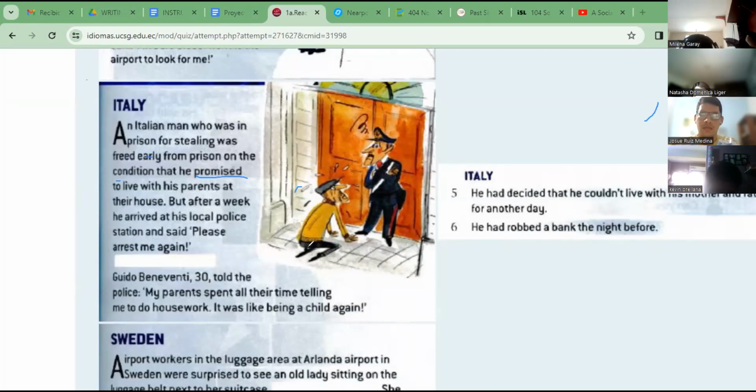Guido Vendetti, Harry told the police, my parents spent all their time telling me to do housework. It was like being a child again.